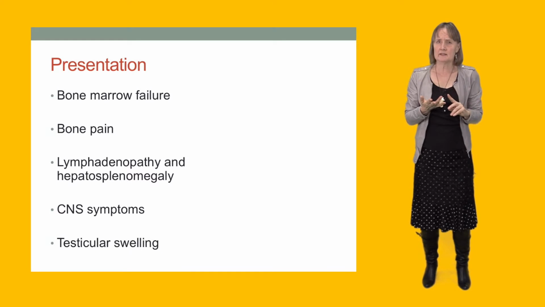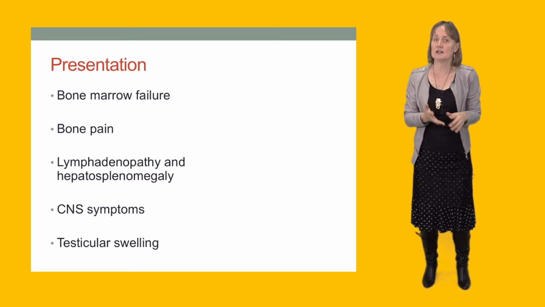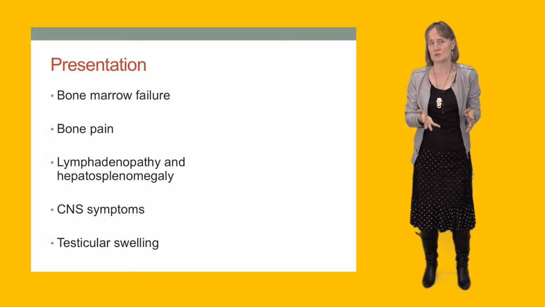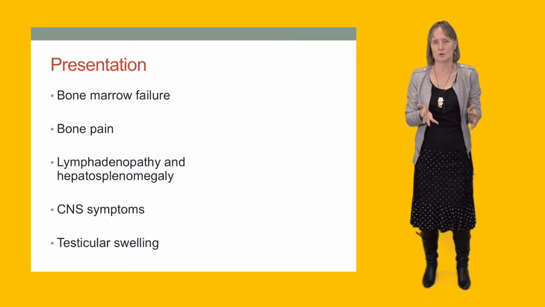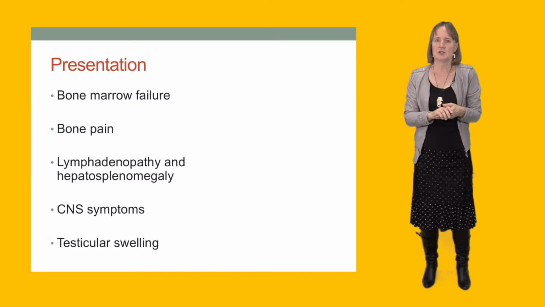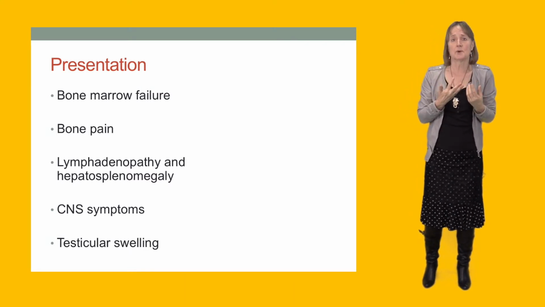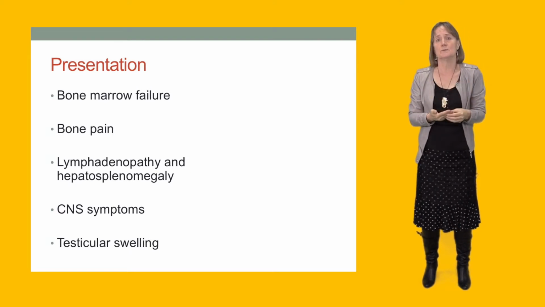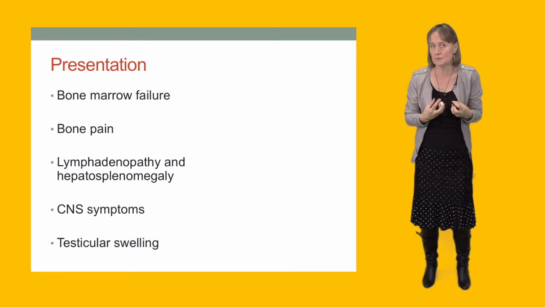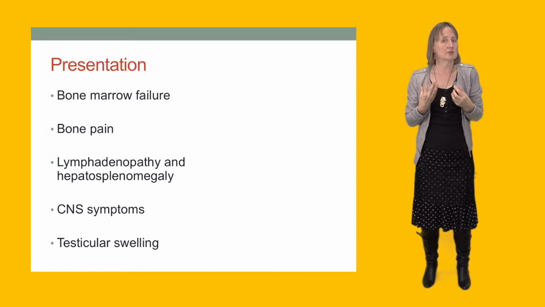With ALL, another really common presentation is bone pain. But the high-risk population, the highest risk population, is young children aged 0 to 4. So they often don't tell you they've got bone pain. They might just not use a limb or be limping on that limb. Being a lymphoid malignancy, it's not surprising that we can see enlargement of the lymphoid organs. So we might see large lymph nodes, we might see large liver and spleen.